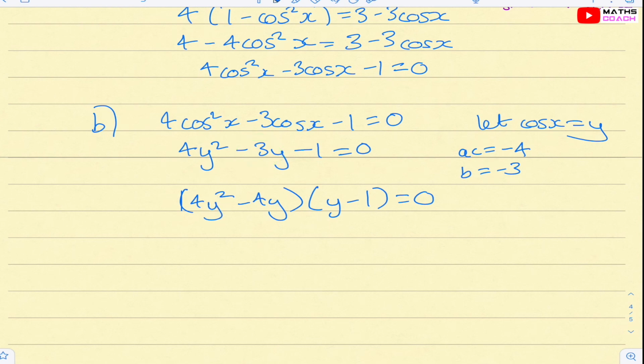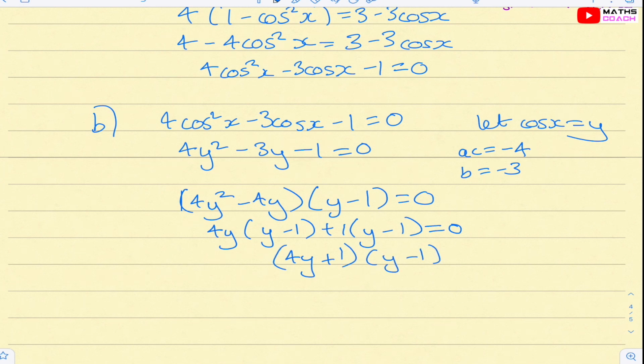So you end up with 4y squared minus 4y. I mean, guys, there are different methods, but I'm just going to use the AC method. So once we get to this stage, we factorize out the 4y. So you end up with 4y(y minus 1) plus 1(y minus 1) equals 0. So you end up with (4y plus 1)(y minus 1) equals 0. So you end up with two solutions, y equals minus a quarter or y equals 1.